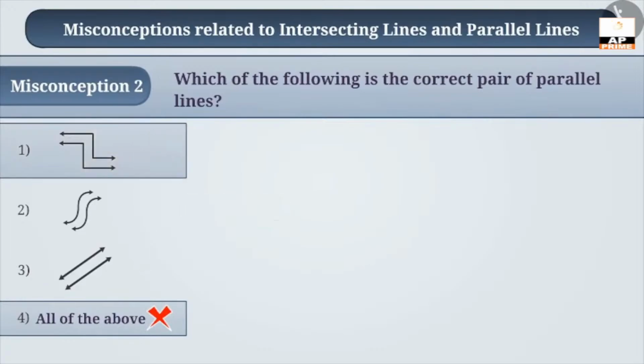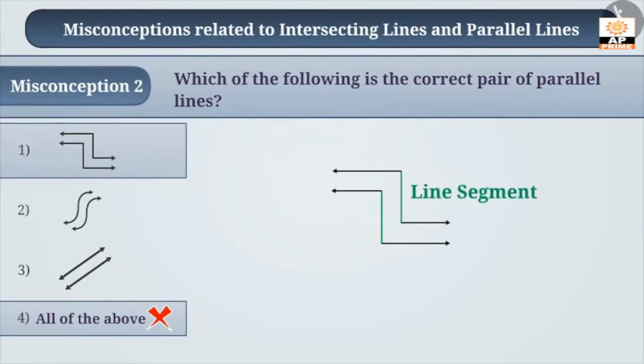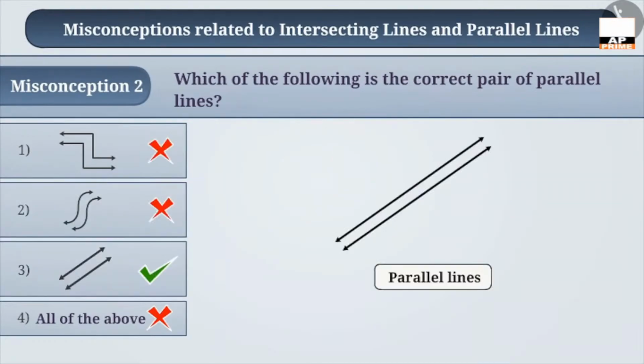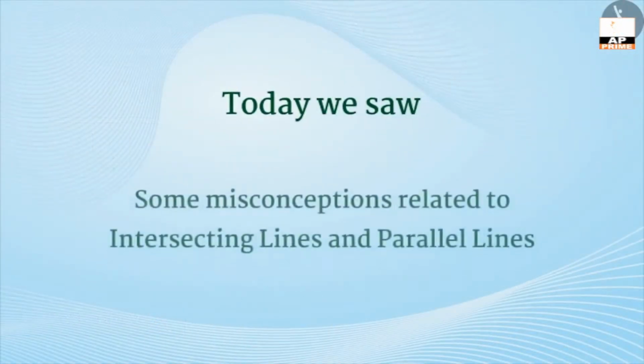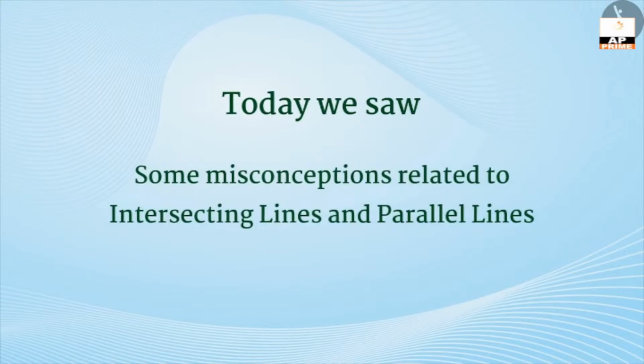In the given figure, observe option 1. There are no parallel lines. Rather, if we observe this, we get to know that this is a figure made of a line segment and a ray. Therefore, options 1, 2, 4 are incorrect, and the correct answer is option 3. So today we have seen some misconceptions related to intersecting lines and parallel lines.